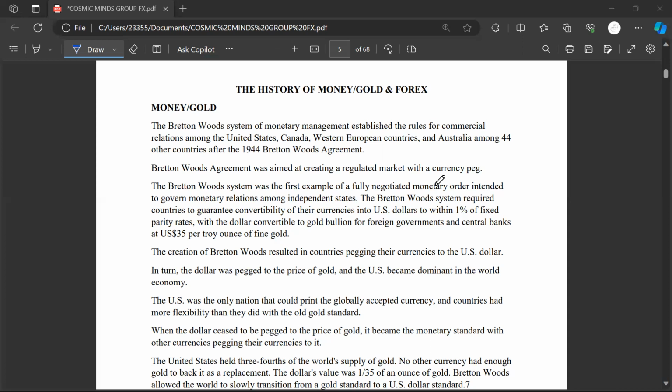I'm going to read first, and then I'll give you a summary. So we are looking at the history of money. Gold, right? Gold is money. Now the Bretton Woods system of monetary management established the rules for commercial relations among the United States, Canada, Western European countries, and Australia, among 44 other countries after the 1944 Bretton Woods Agreement.